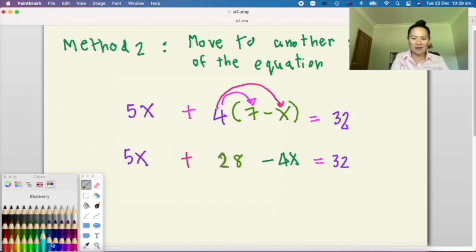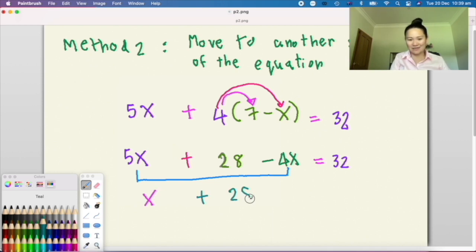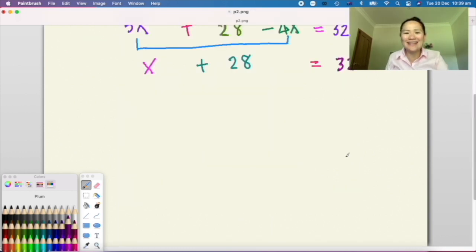Match them, huh? 5x minus 4x, we have just x left. Write x here. And then you still have plus 28 equals 32. Oops, 32. Now I'm going to move to the other side of the equation.